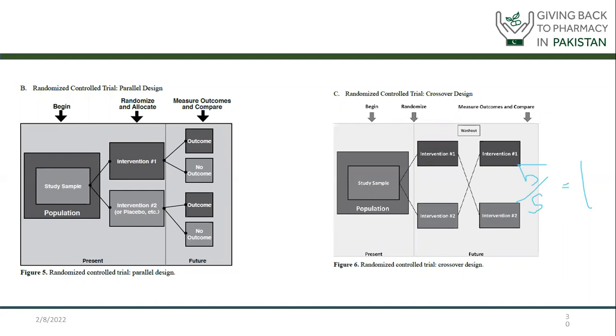So we have a population, and a study sample from which we give one group of patients intervention one, and the other group intervention two. For intervention one we will see the outcome and no outcome, and for intervention two we will see the outcome and no outcome. This is very simple. It's parallel. They are moving parallel. But in the crossover, what we do is, those who got intervention one will in future get intervention two, and those who got intervention two will in future get intervention one.